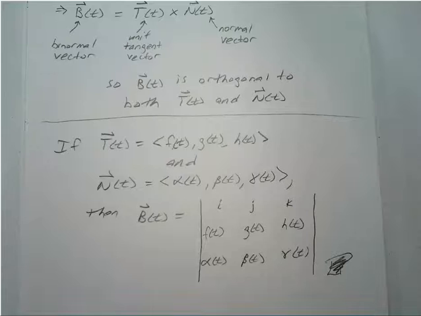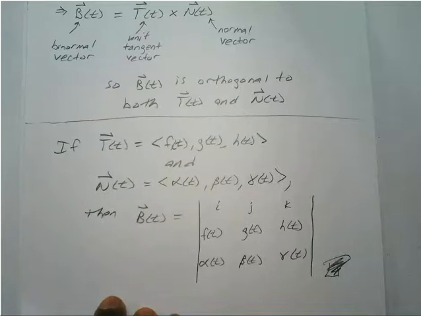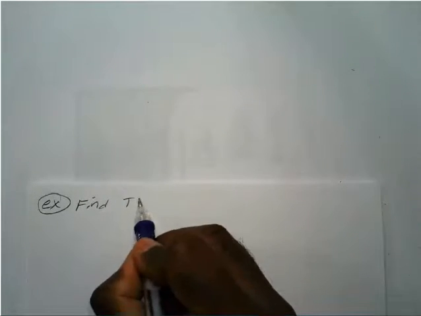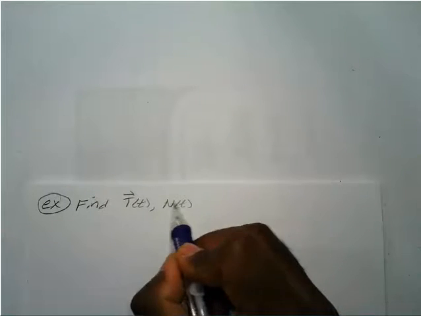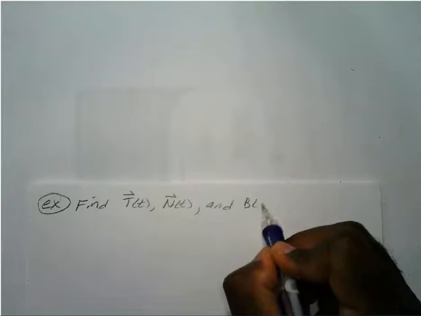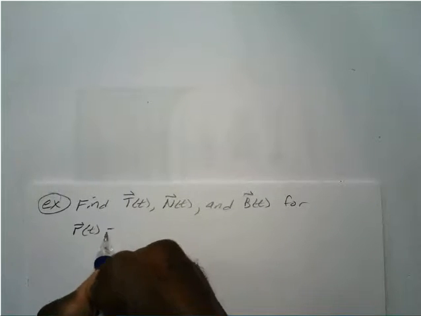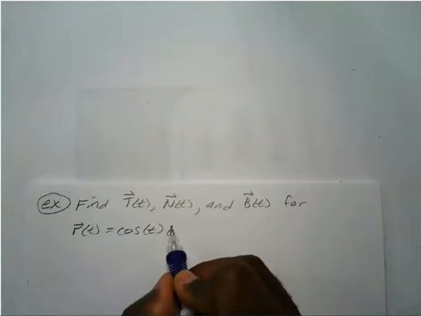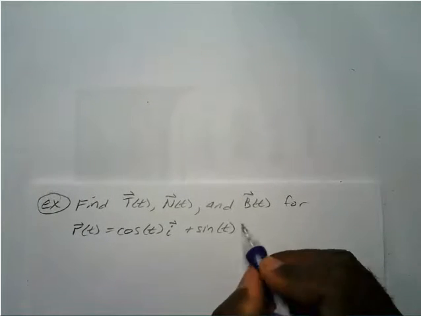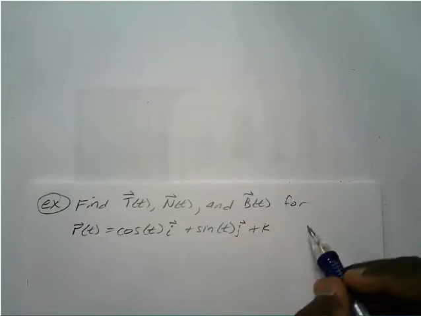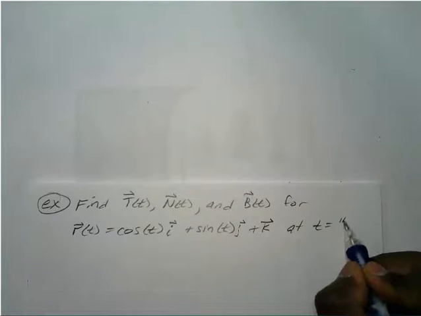All right, so if you are still writing, feel free to press pause. But we're going to go ahead and jump into our example. So for example, what if we wanted to find our tangent vector, our normal vector, and our binormal vector for the vector r of t equal to cosine of t times the i vector plus sine of t times the j vector plus k vector at t equals pi over 4.